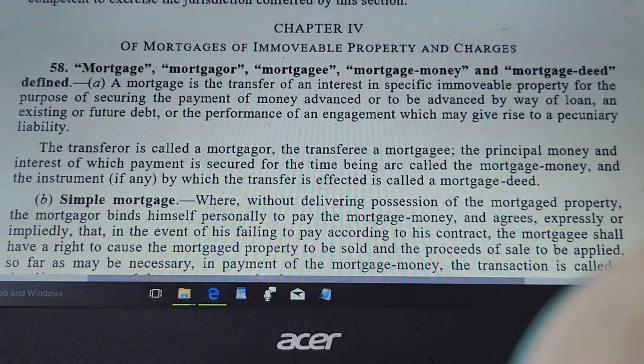And whenever we get back, we're going to be at Chapter 4, of mortgages of immovable property and charges.